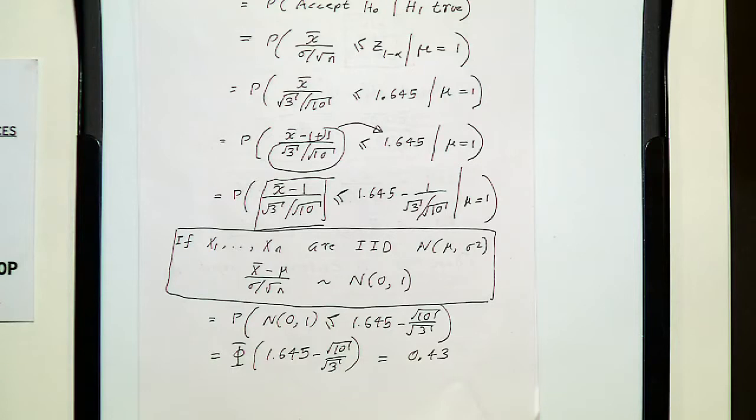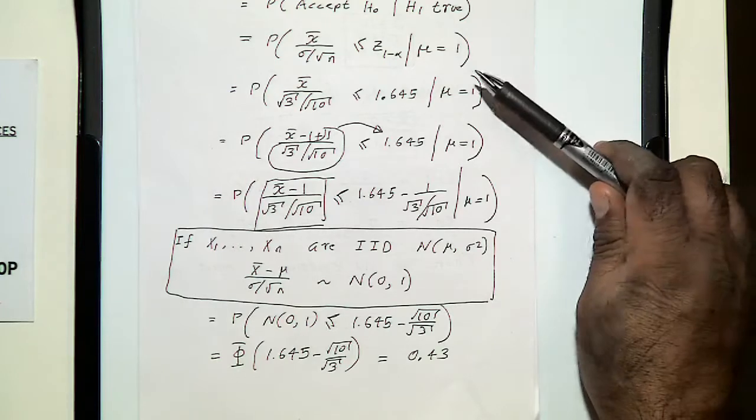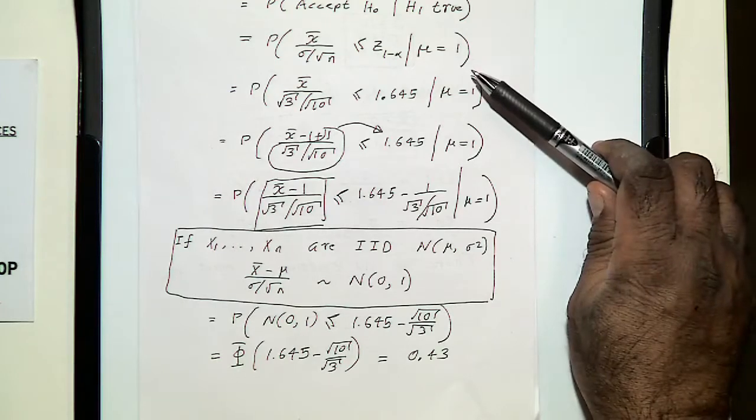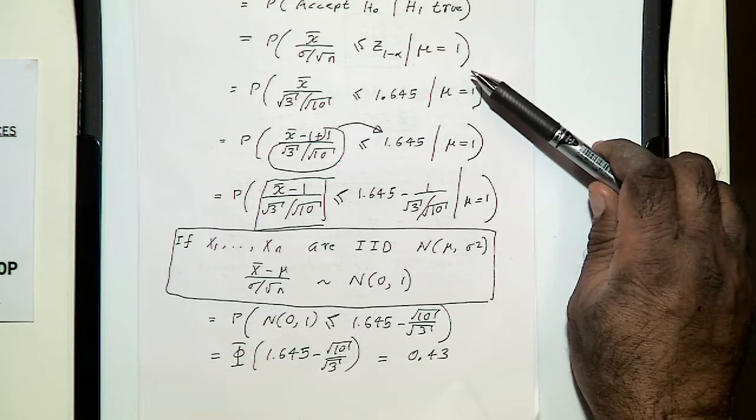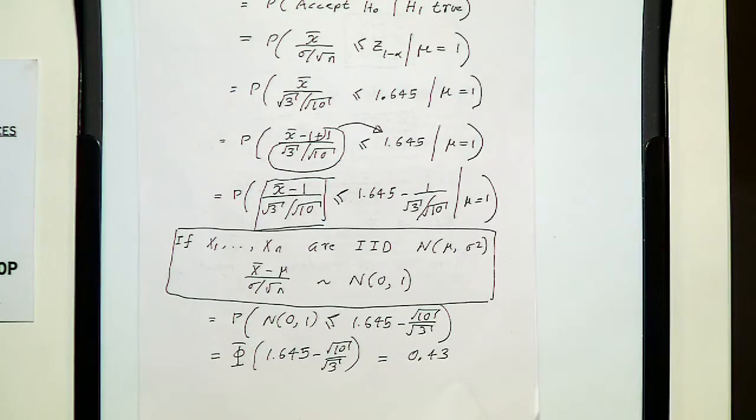0.43. So this is the probability of type 2 error. In other words, it's the probability of accepting the null hypothesis wrongly when H1 is true. Similarly, in this case I have done it for mu equal to 1, and you can also do it for mu equal to 1.5 similarly. So I'm not going to do it.